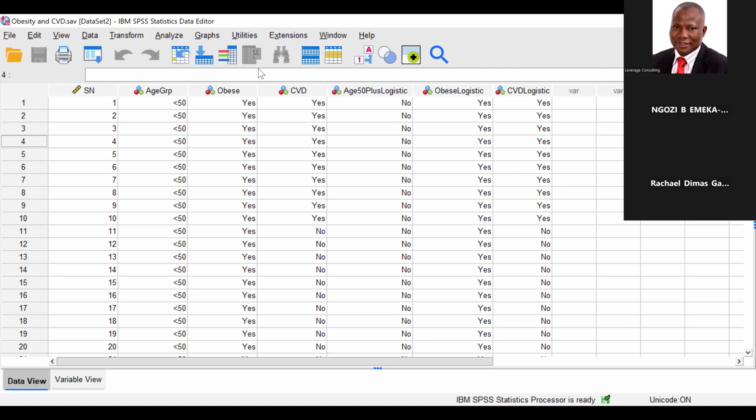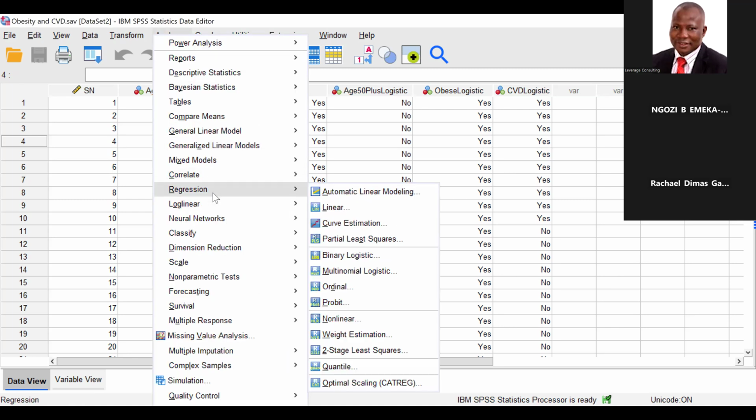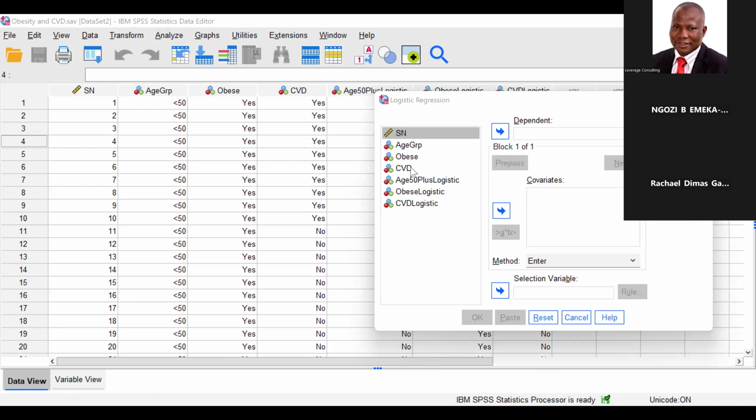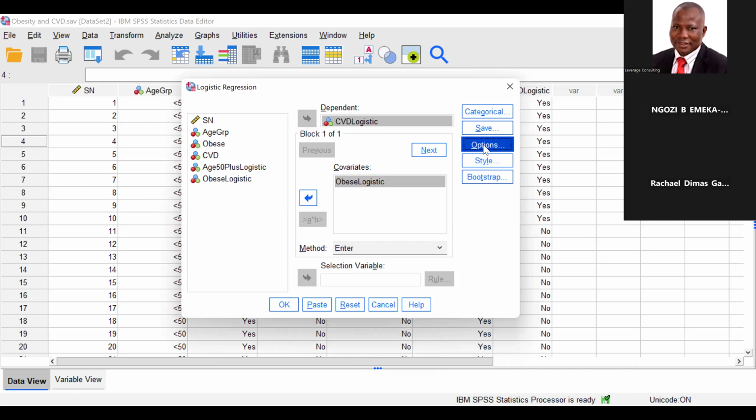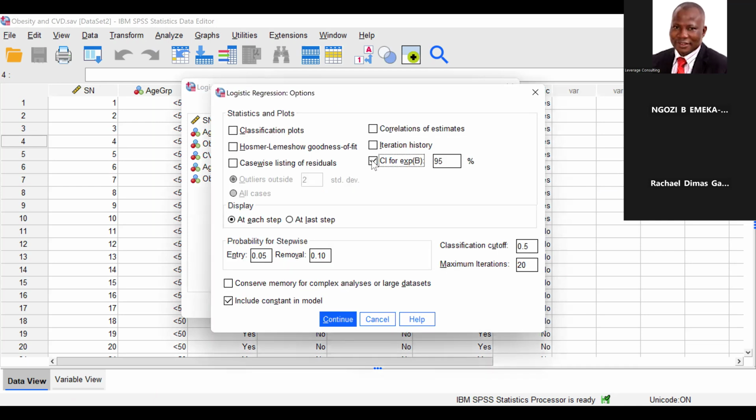Let me just run the analysis. Analyze, go to regression, binary logistic. Yesterday we used linear. This one is binary logistic. So the dependent variable is CVD logistic, the outcome. The exposure variable is obesity logistic. Then you click Options, and now you click CI for exponential B.